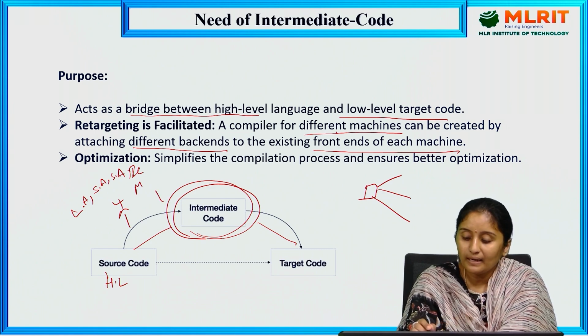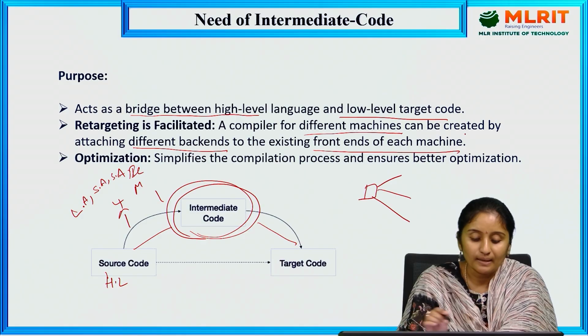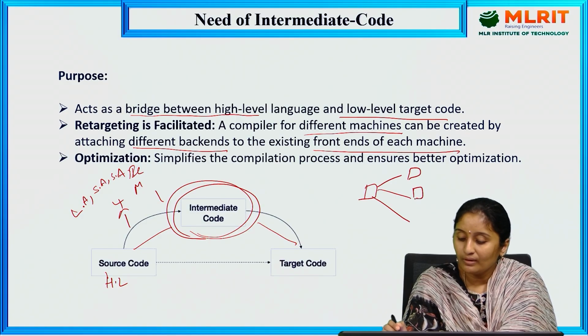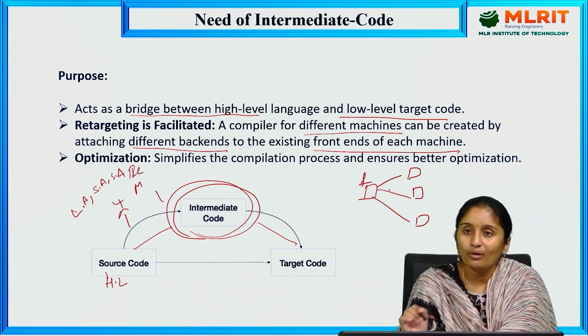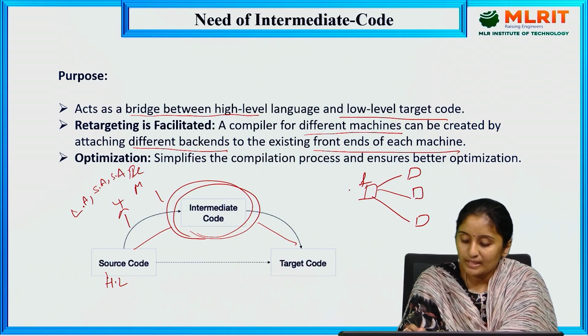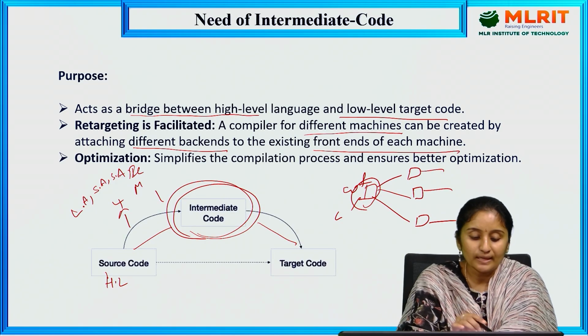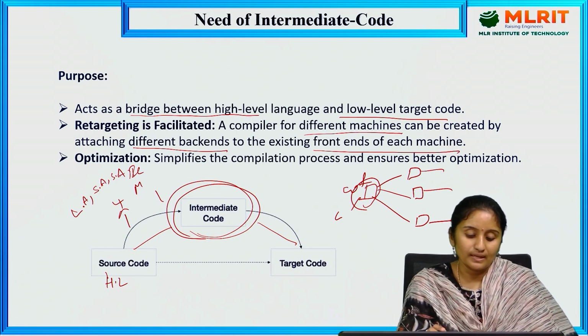See here, a compiler for different machines can be created by attaching different backends to the existing front end of each machine. It is for Windows, I can give; it is for Linux, I can give. So the same front end is given as input to the different machines. That is nothing but retargeting is facilitated.